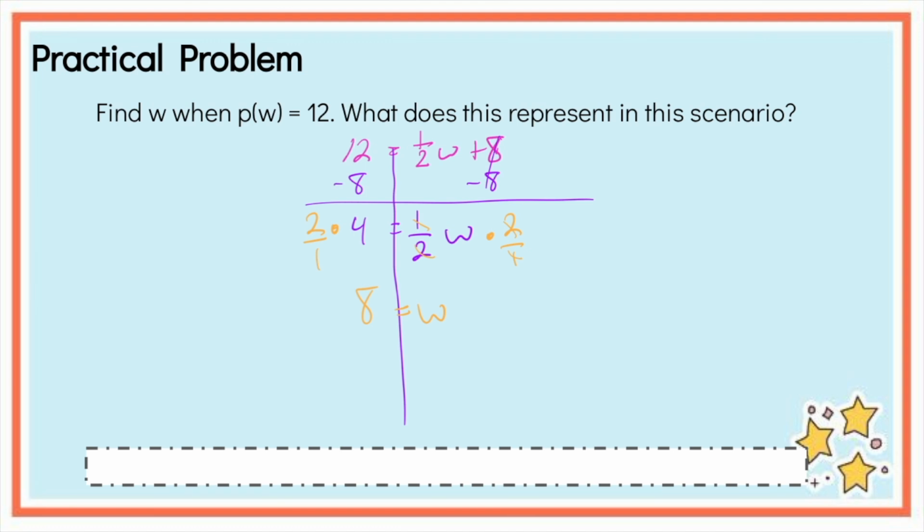And that's great, but it doesn't really answer our question. So we want to know what this represents in this scenario. So we know that 12 is how much it weighs. It weighs 12 pounds. So the question is, what does that 8 stand for? And that's the number of weeks. So this cat is going to weigh 12 pounds after 8 weeks. That brings us to the end of this problem.